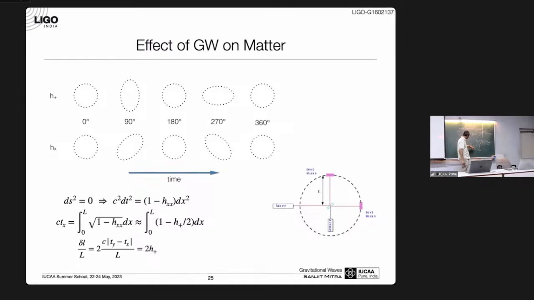See, when you use this metric and put these 4 vectors, which are c dt, dx, dy, dz, and contract it, suppose we put one thing here and one thing here, then what happens is that you get c square dt square minus dx square minus dy square minus dz square. That's how it comes. This is the Minkowski metric.